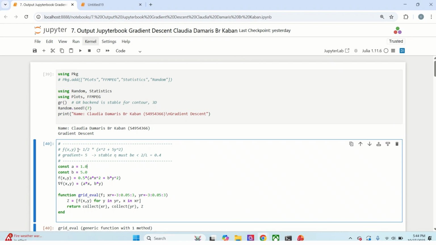improvements. I define my quadratic loss function, f of x comma y equals 1/2 times x squared plus 5y squared, with the gradient equal to x and 5y. This function has two eigenvalues, lambda 1 is 1 and lambda 2 is 5. So the condition number is k equals 5. And for convergence, the learning rate must be less than 0.4, which is 2 over the largest eigenvalue.